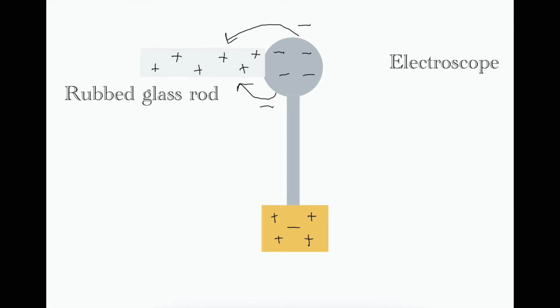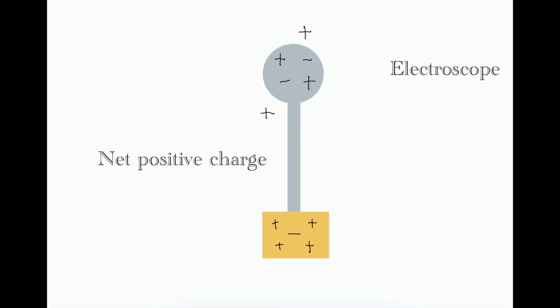Once we touch the glass rod to the electroscope, the negative charges of the electroscope will transfer to the glass rod since there are so many positive charges on the glass rod. We then remove the glass rod, and what's left on the electroscope is a net positive charge due to the fact that some of the negative charges transferred to the glass rod, making the electroscope, or the conductor, charged. This is the principle behind charging by contact.